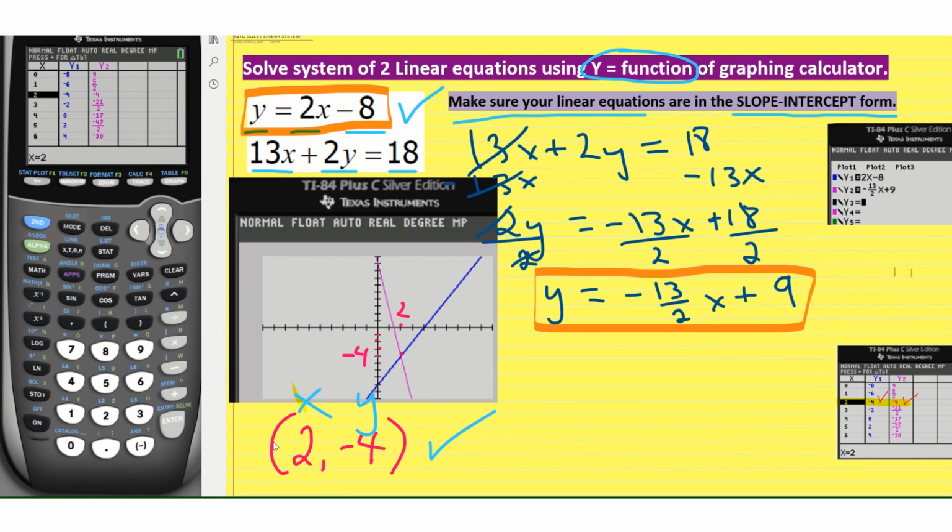So we are going to mark that as correct, and that is the solution to both of these lines that we had in our original problem. We had this line, we had this line, and this is the solution: 2, -4.